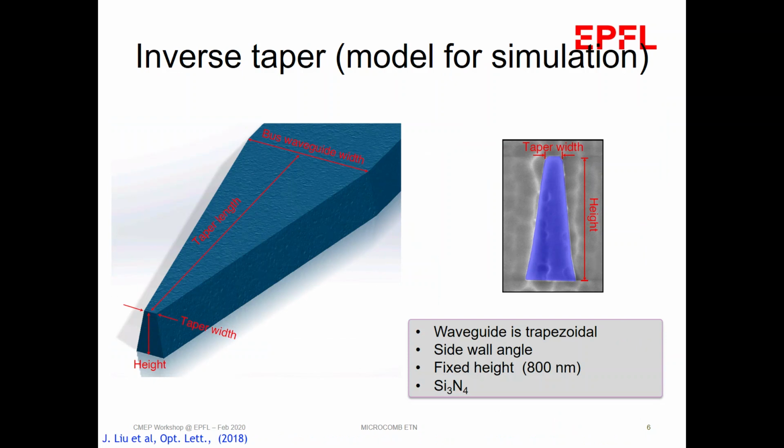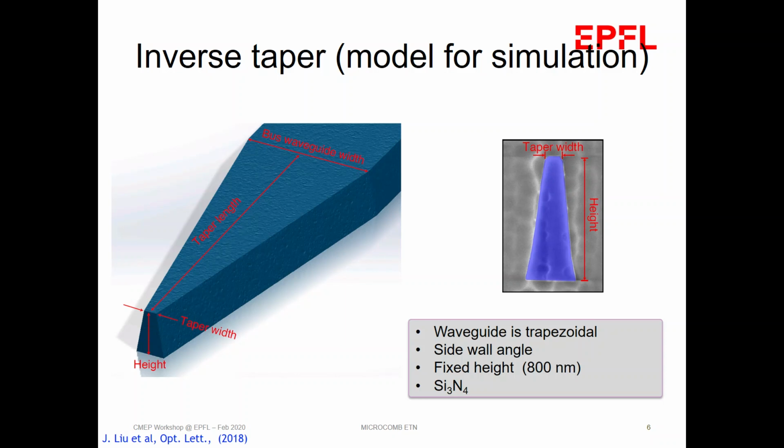For our case, we mostly work with silicon nitride, and we generate frequency combs that have very broad coverage. So we prefer this inverse taper. I picked this example from a recent work with my colleague Junki Liu. We use this inverse taper that has a fixed height of 800 nanometer, but the waveguide is not rectangular; it's trapezoidal. So there is some angle with respect to this one. This angle is around 80 degrees.